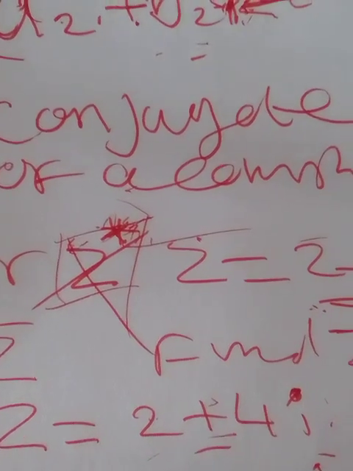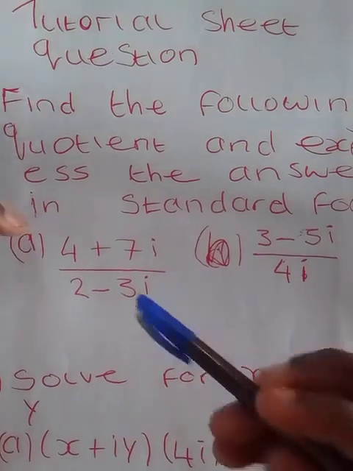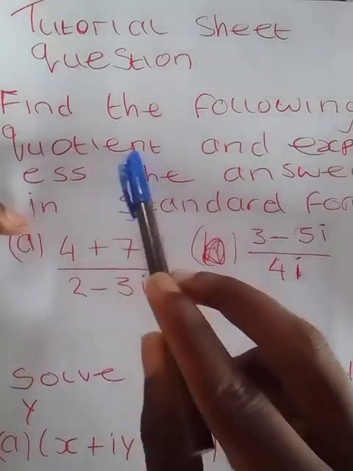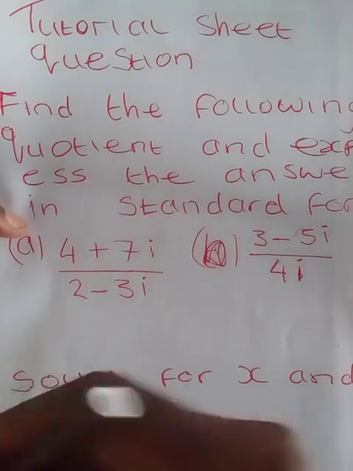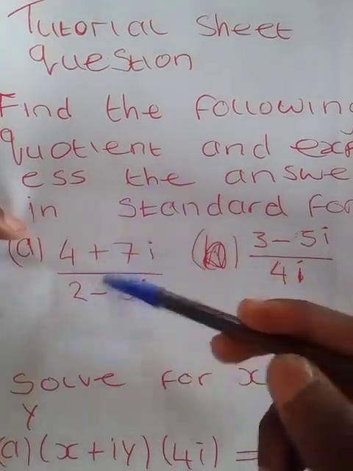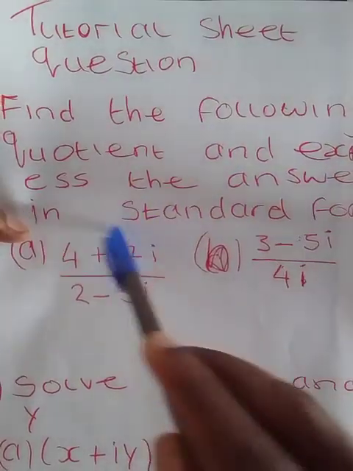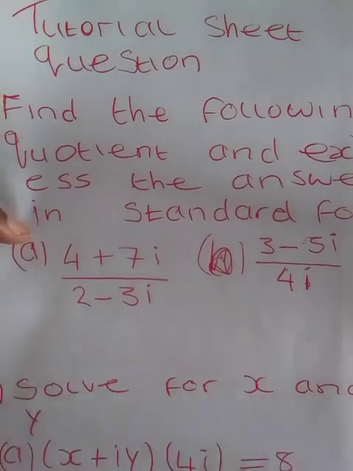Okay, so let's solve these two questions. They're saying find the following quotient. The quotient is what you get after you divide. Here they want us to divide and express the answers in standard form. Let's solve the first one, this one here, then we go to this one there.